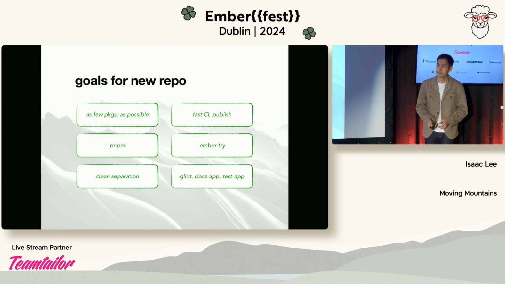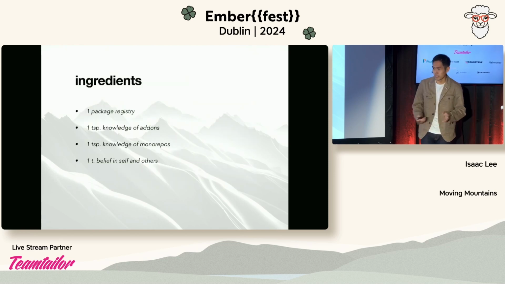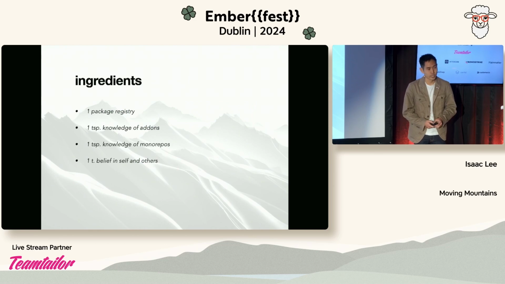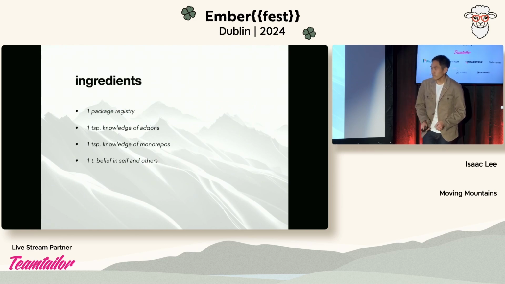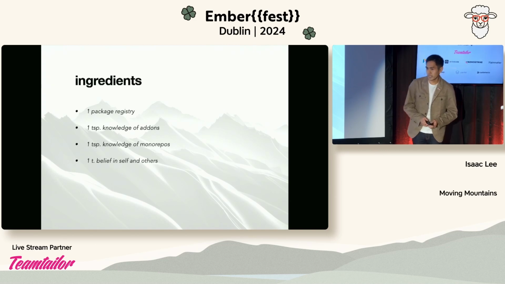And to prove this point, I'm going to show you how to create a monorepo with as many V2 add-ons as you want. Now for this to work, you're going to need a package registry like npm so that you can publish and install add-ons. I'm going to assume that for this talk you have one already. You're going to also need to know a bit about how add-ons and monorepos work, and that I can teach you.